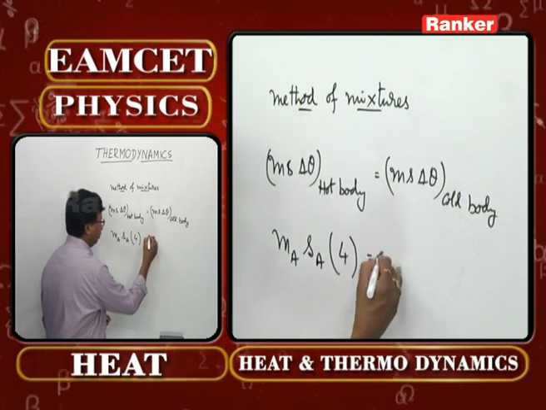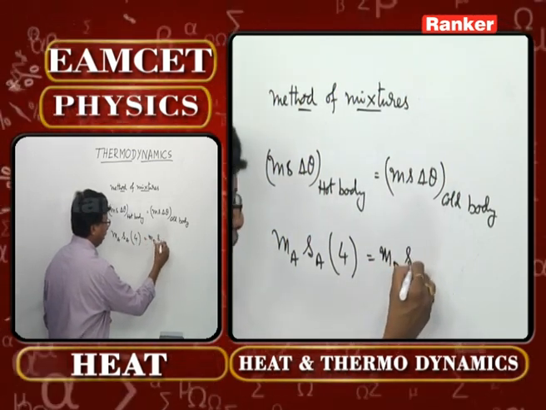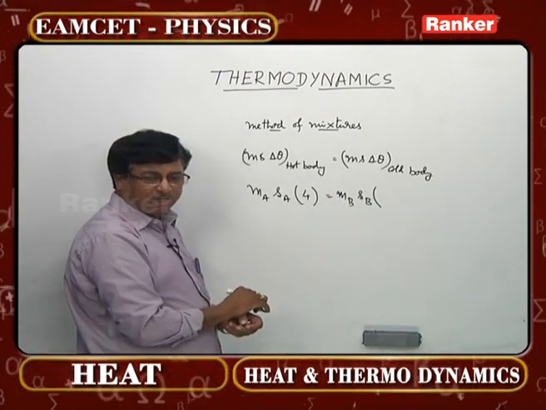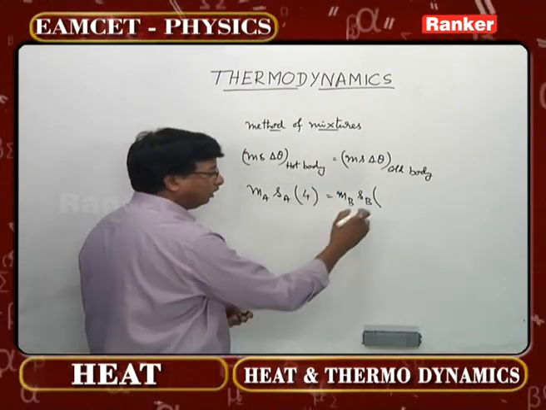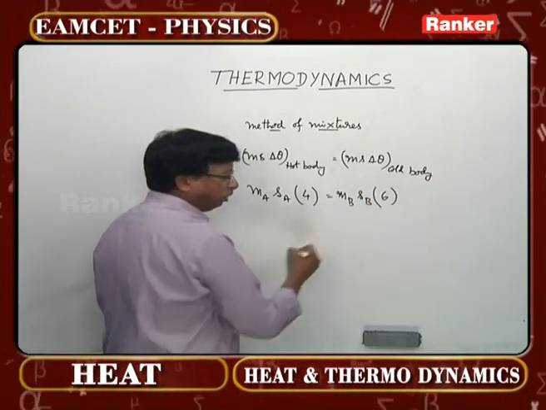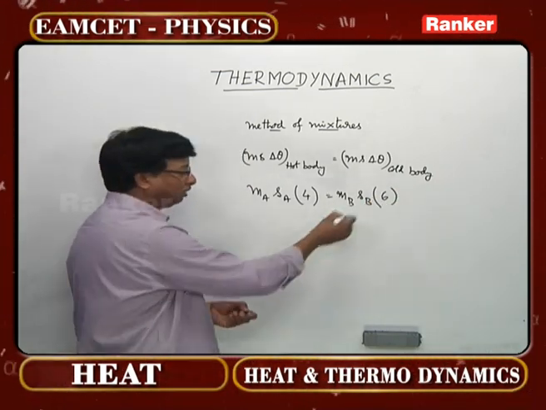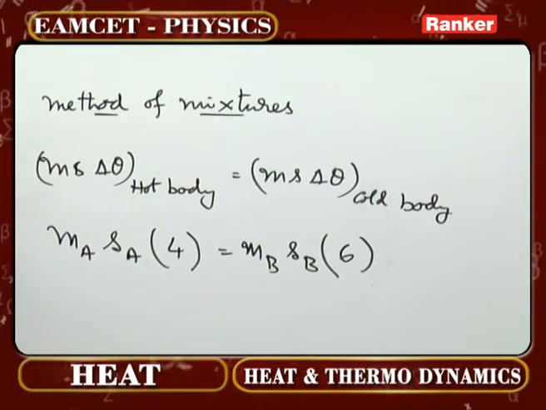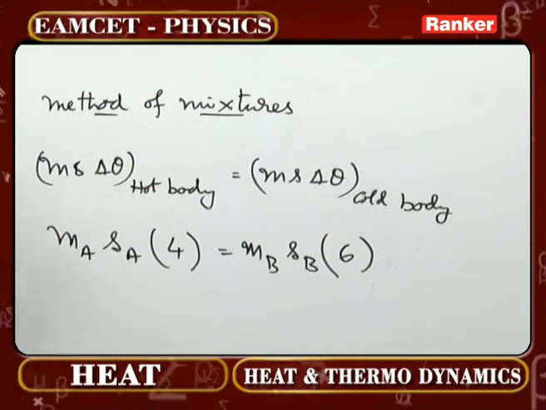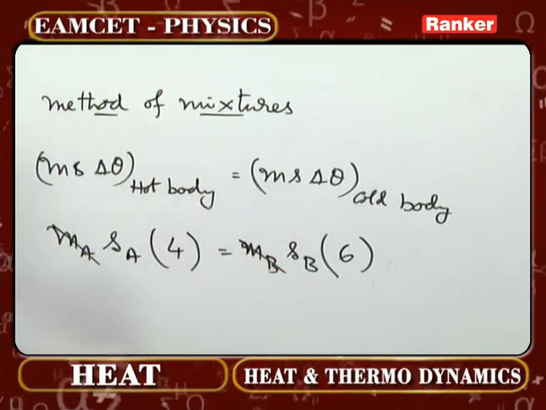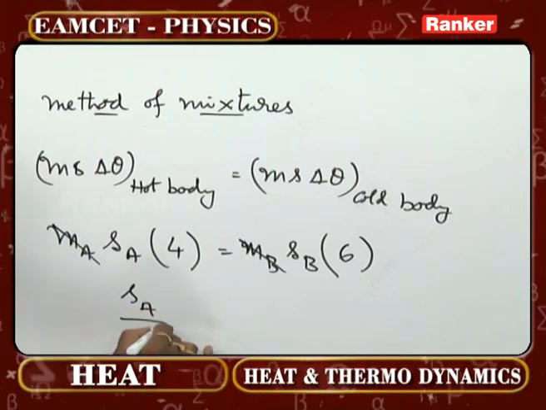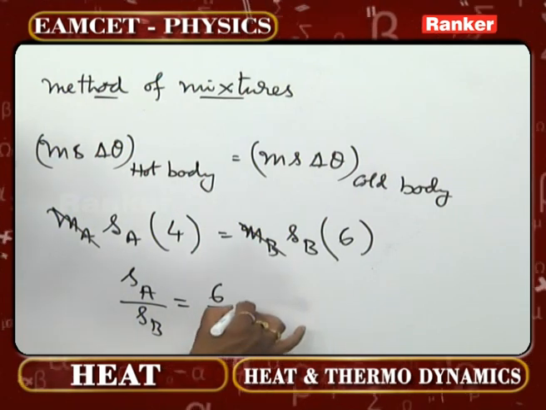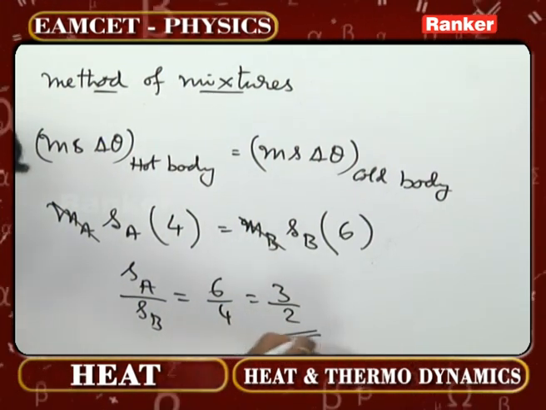That is equal to Mb into Sb into the second body, which was at 20 degrees centigrade, now rising up to 26 degrees centigrade. That means what will be the temperature gained by the second body? That is going to be 6. But in this case, very clearly he has mentioned equal masses are mixed. Means the masses get cancelled. So Sa by Sb, that is the ratio we want. It is 6 by 4, which can now be taken as 3 by 2.